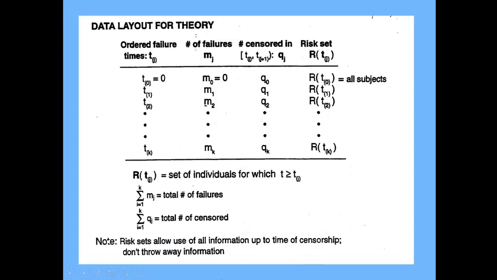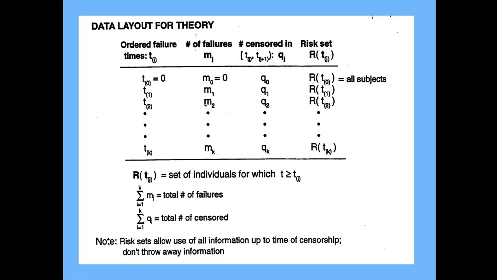Now, there's one other data layout that's really important here. This is a little trickier, but it's an important one. Now, you see I say ordered failure times? What's that mean? Well, what do you think T of 1 means? T of 1 with the parentheses. What's that? Ordered failure time.